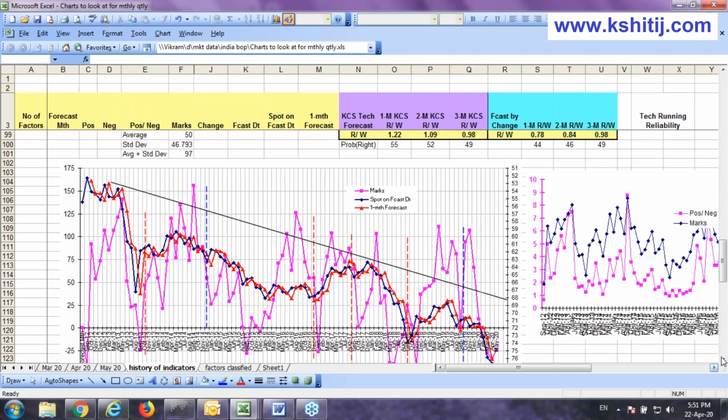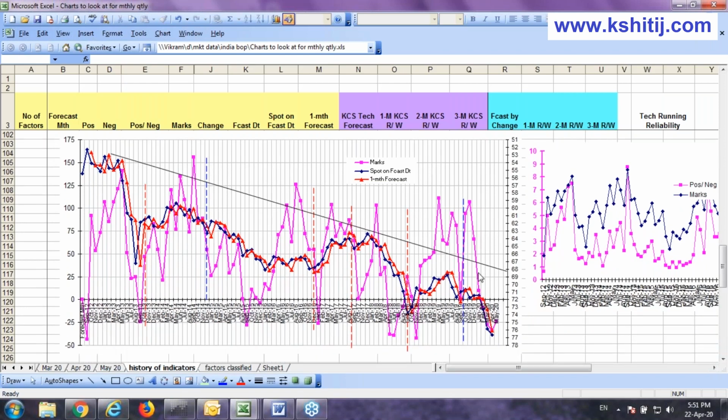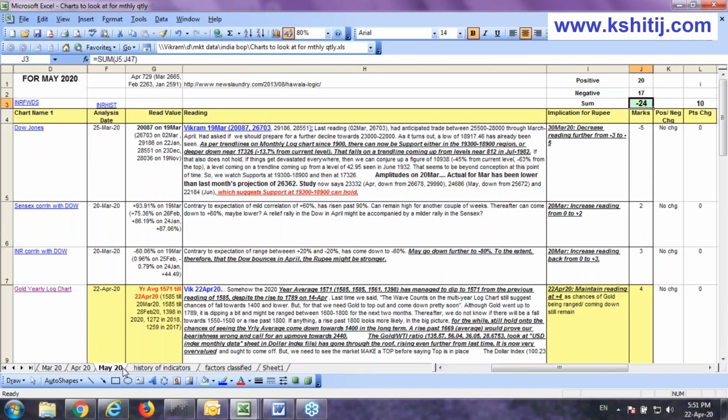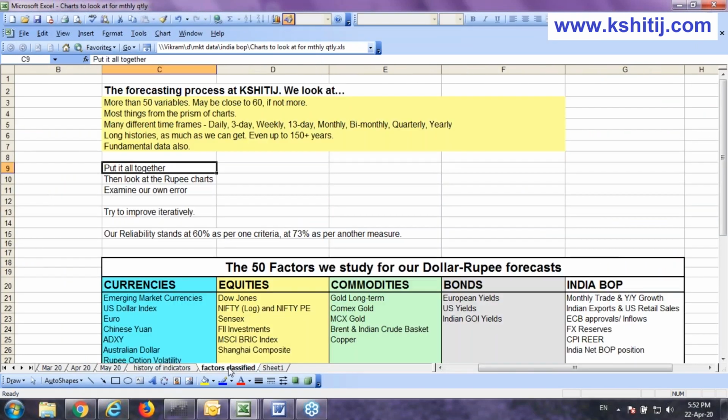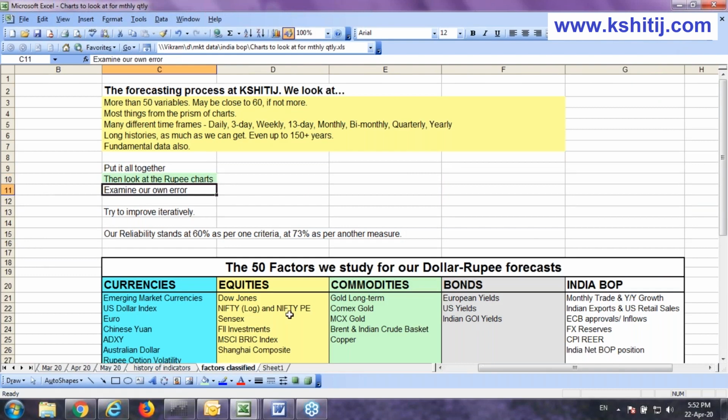So where we find that the marks are very negative, we have seen that generally the rupee tends to appreciate after that, and if the marks are very positive, then the rupee actually tends to, sorry, depreciate after that. So we aggregate all of this together in this manner to give us a feel of the overall market conditions for the rupee, and then we go and start looking at the rupee charts. After having looked at the rupee chart, we also examine our own errors and we try to improve iteratively.